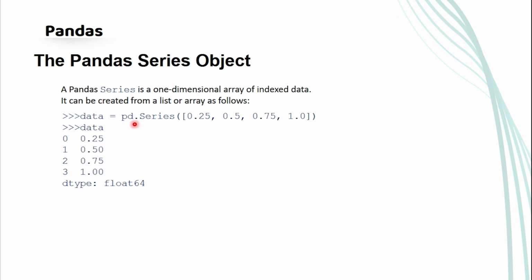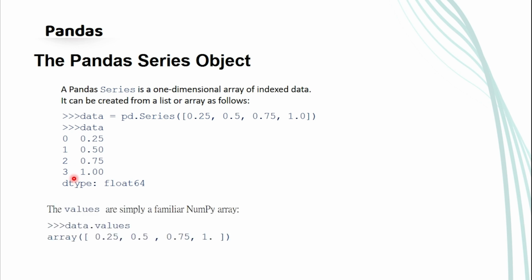Here we create a pandas Series from a list. The list has four numbers, and we have not assigned any index corresponding to the list, so the index is originally from 0 to 3. We can see the data is a Series. Here is the content of the data, and here is the index of the data. The values are simply a NumPy array.